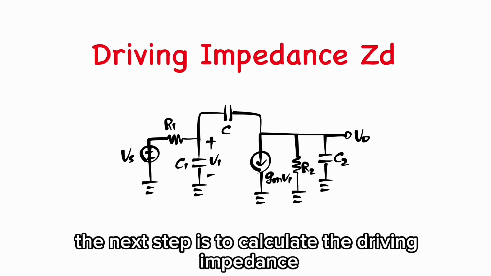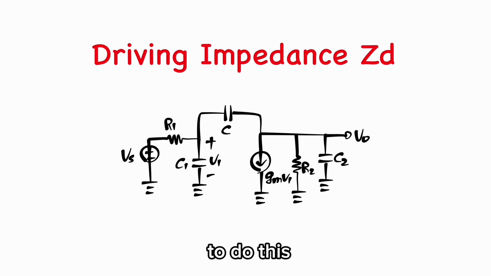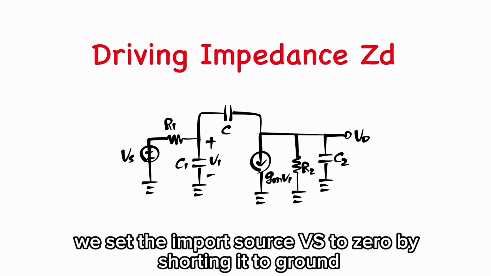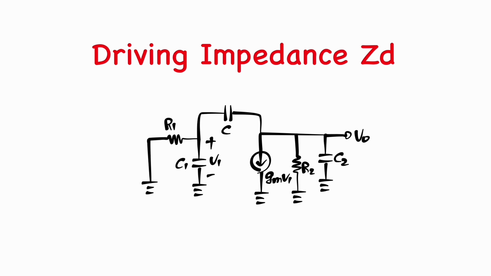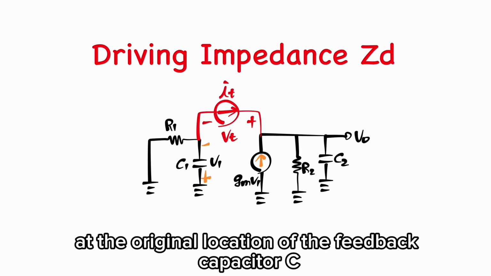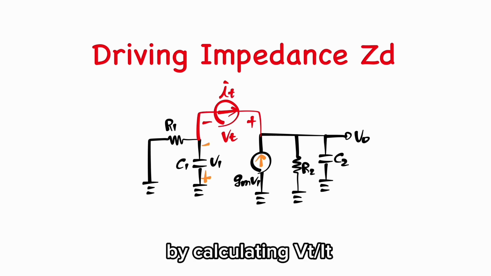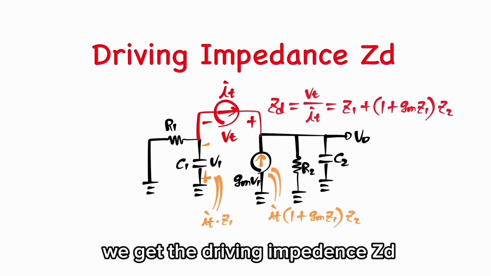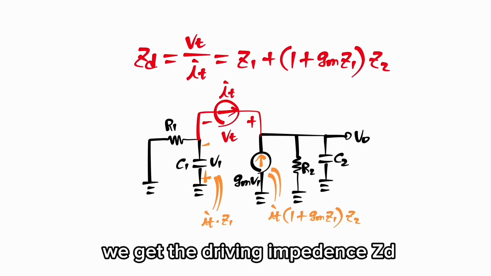The next step is to calculate the driving impedance. To do this, we set the input source Vs to 0 by shorting it to ground. Then we insert a test current IT at the original location of the feedback capacitor C. By calculating Vt over It, we get the driving impedance Zd.